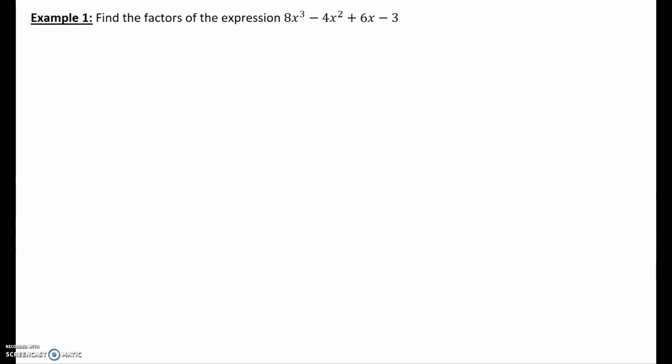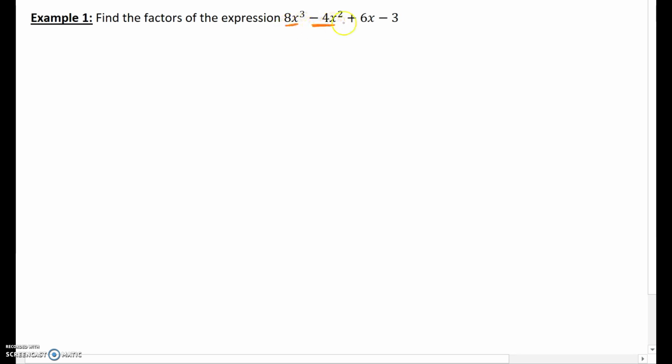Find the factors of the expression 8x cubed minus 4x squared plus 6x minus 3. The first question you ask yourself is, what method of grouping should I use? And the key here, or the clue at least, is that there are 4 terms in this expression.